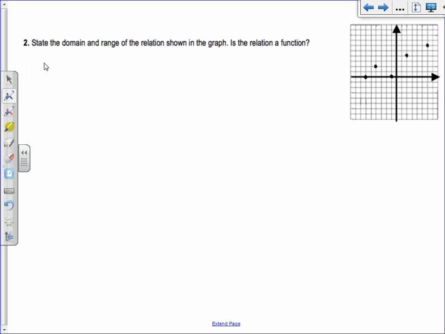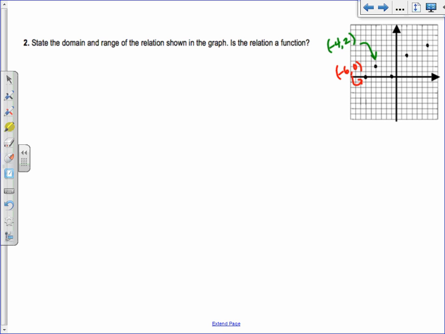So it says state the domain and range of the relation. Is the relation a function? So we're going to go through and we're going to find each of these points. So see if you remember from Algebra 1 how to find the point. So you're going to count over. I count the grid lines or the spaces, I guess. So I'm going to have 1, 2, 3, 4, 5, 6. So this is negative 6, comma 0 is the first one. This one is 1, 2, 3, 4. Negative 4, 2. You guys see that?